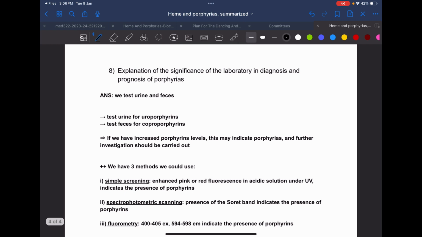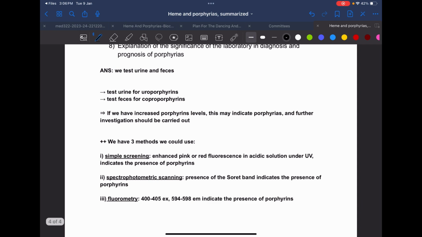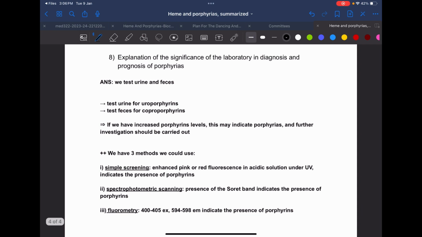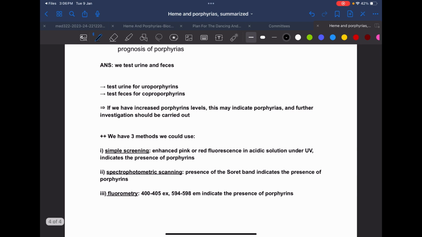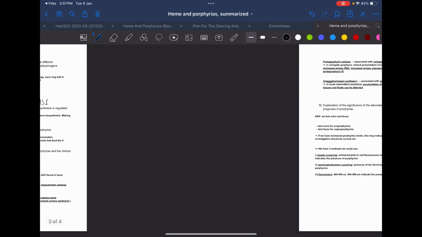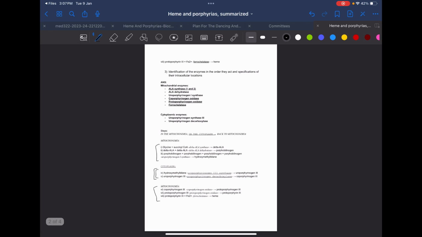Okay, lastly we have explanation of the significance of the lab results in diagnosis and prognosis of porphyrias. I mentioned that we test urine and feces. We test the urine for uroporphyrins and we test feces for coproporphyrins. And these are the 3 methods which we use: simple screening, spectrophotometric scanning, and fluorometry. And that's it for heme and porphyrias.